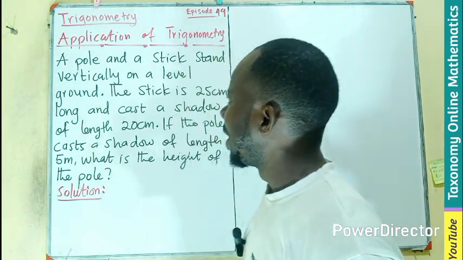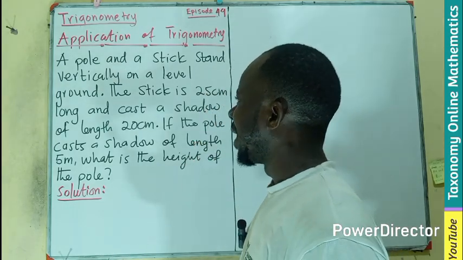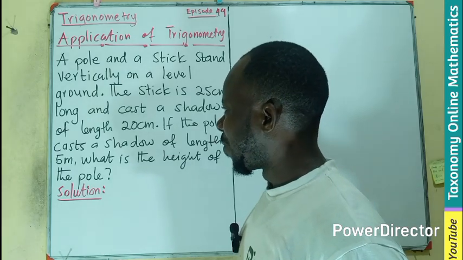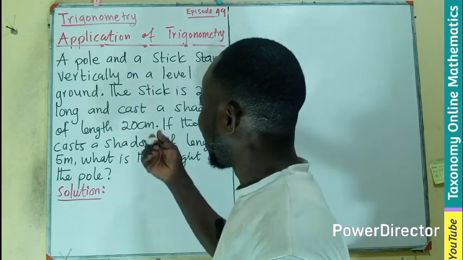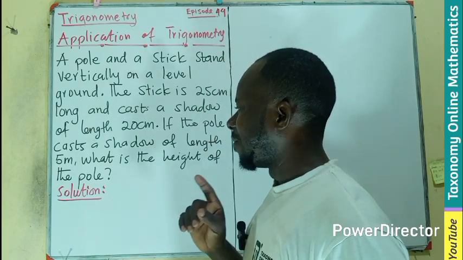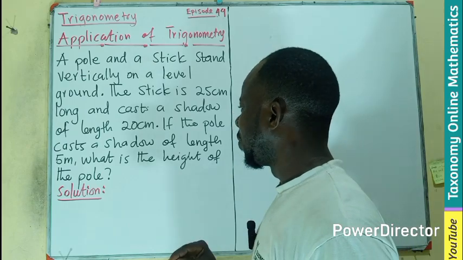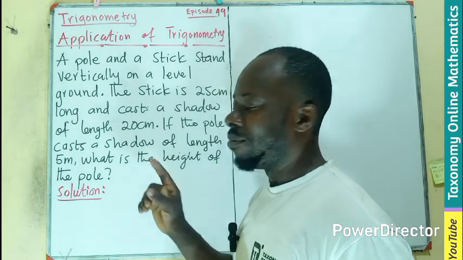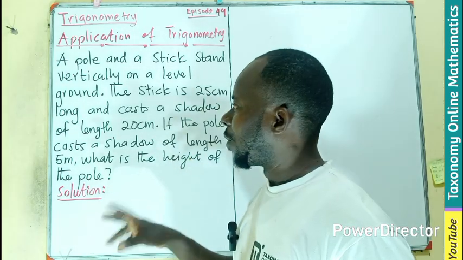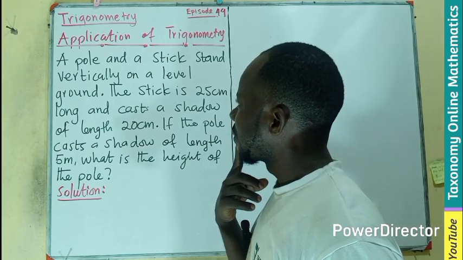So we have a question: a pole and a stick stand vertically on a level ground. The stick is 25 centimeters long and casts a shadow of length 20 centimeters. If the pole casts a shadow of length 5 meters, what is the height of the pole? So we want to see how we can put that across.